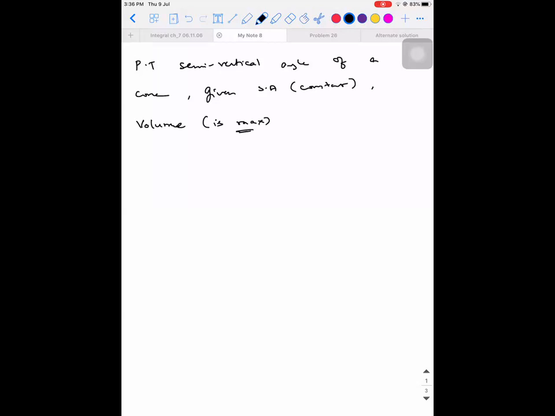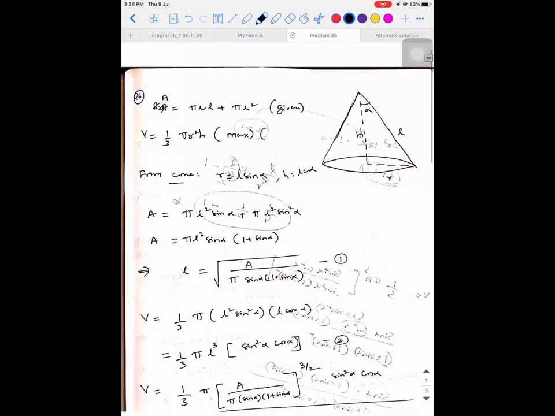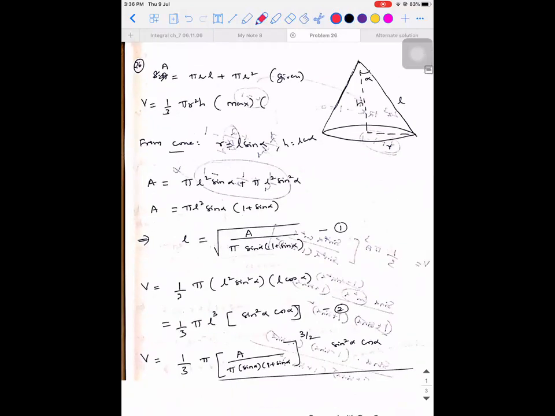So volume is maximum, which means we need to differentiate the volume. And what else was given? You need to prove that the semi-vertical angle is sine inverse of 1 by 3, right? So last class, this is the method we used. I solved it today. So listen, this is the semi-vertical angle they are trying to speak about.